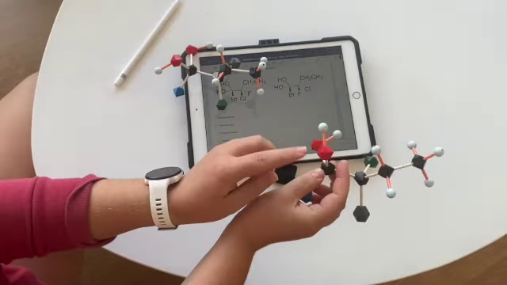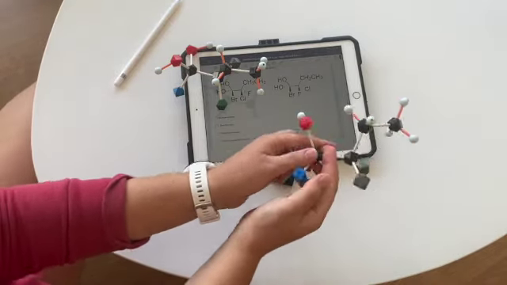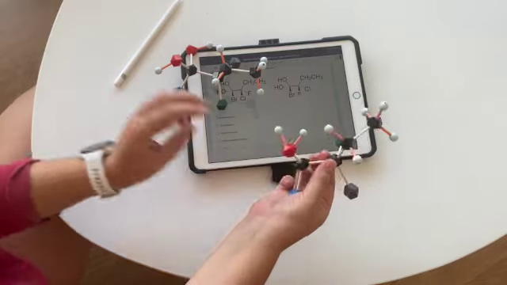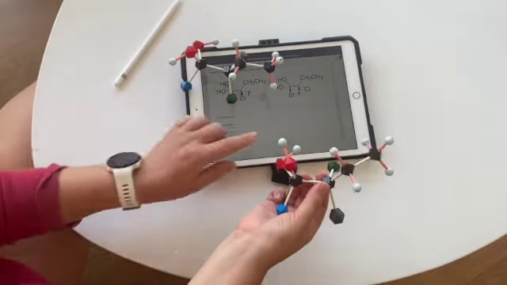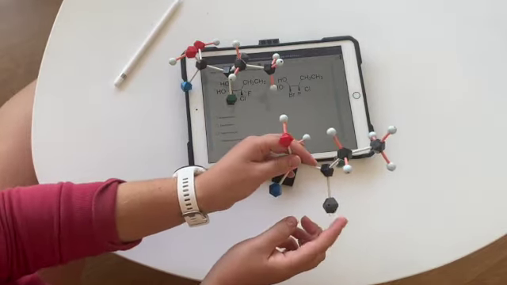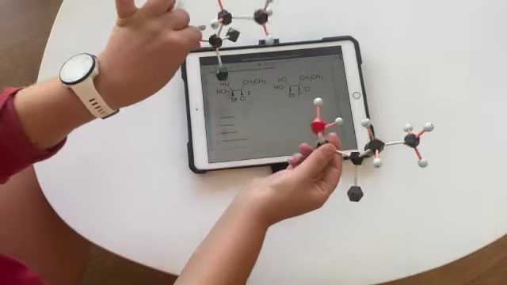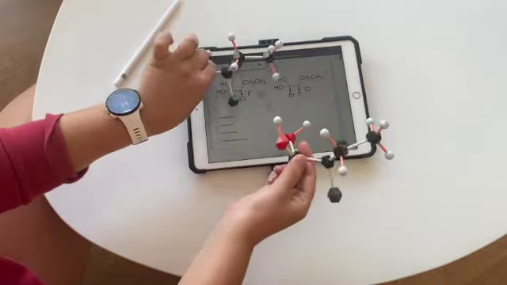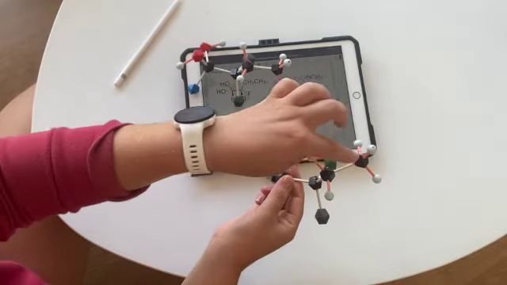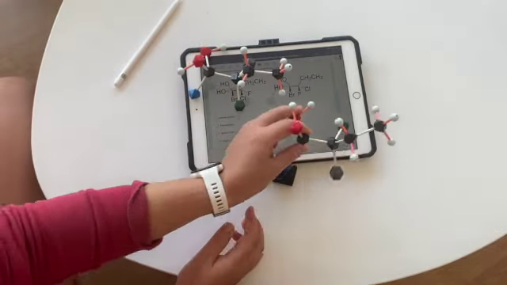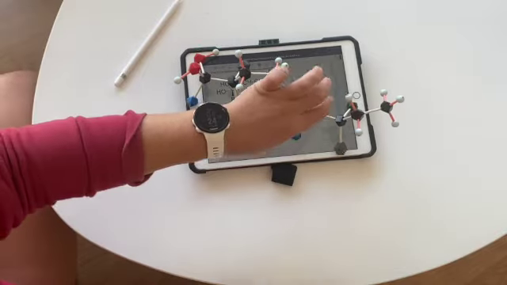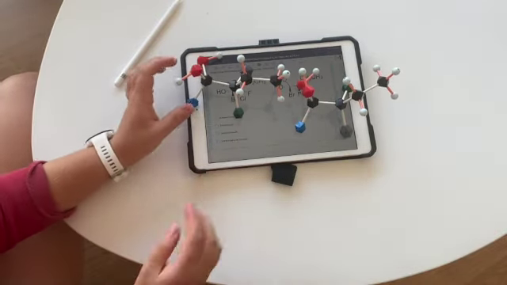I then have OH, OH, Br coming forward, just like before. And then fluorine coming forward, chlorine coming back, so that's switched. That's the opposite of how it was in the other molecule. CH2, CH3. All right, so the first question I'm asking myself: are there any chiral carbons?